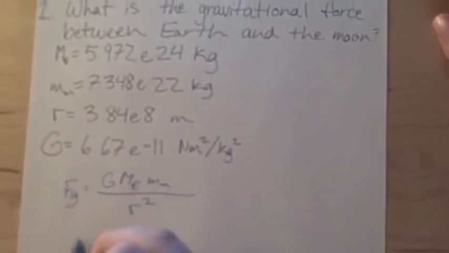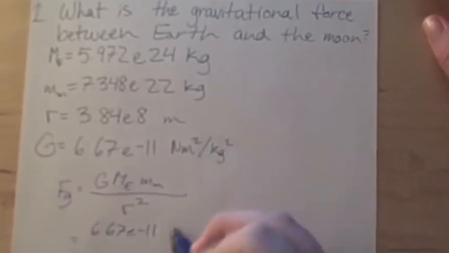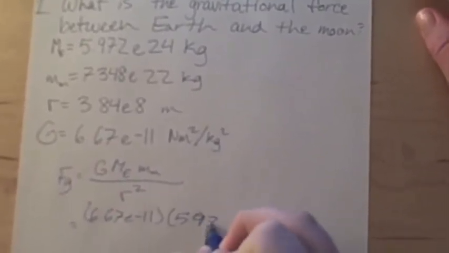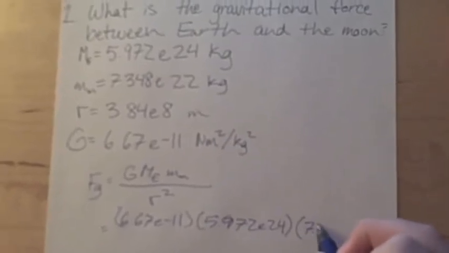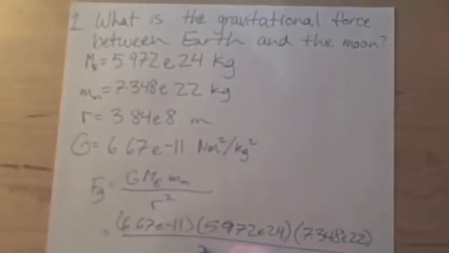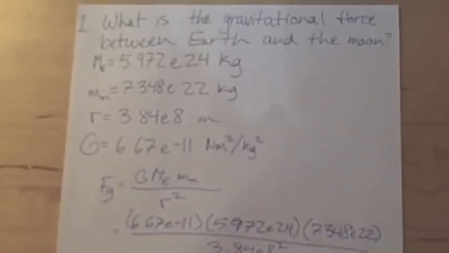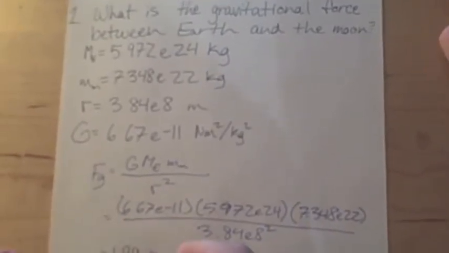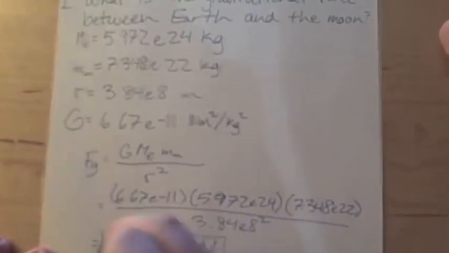Now we use our equation. The force of gravity is equal to big G times big M times small m over r squared. Now we plug in our values, which we all had given, and we come up with our final answer, 1.985 e to the 20th newtons.